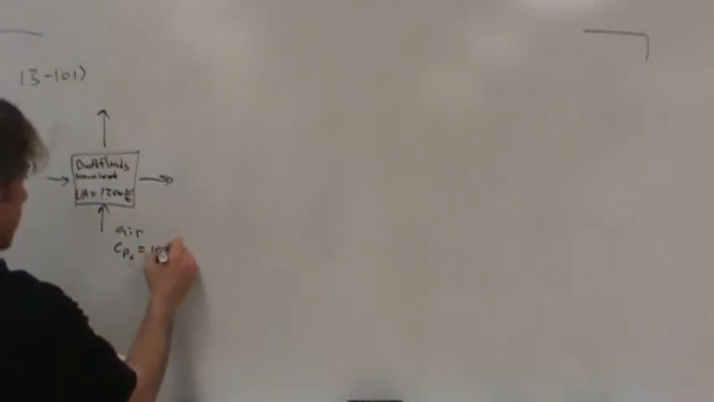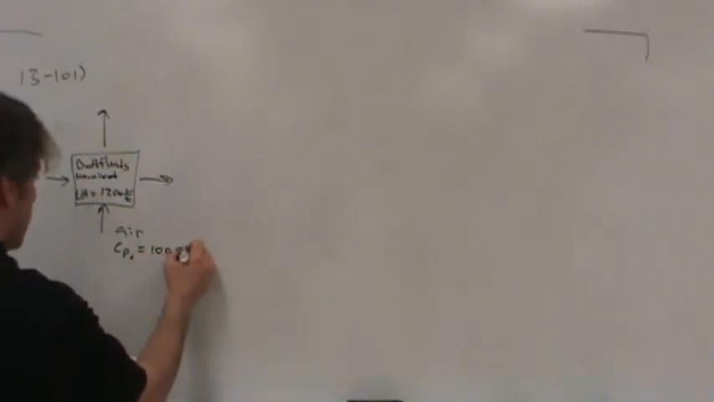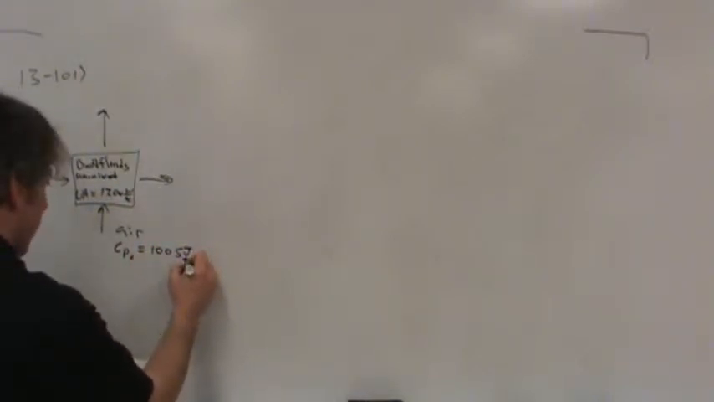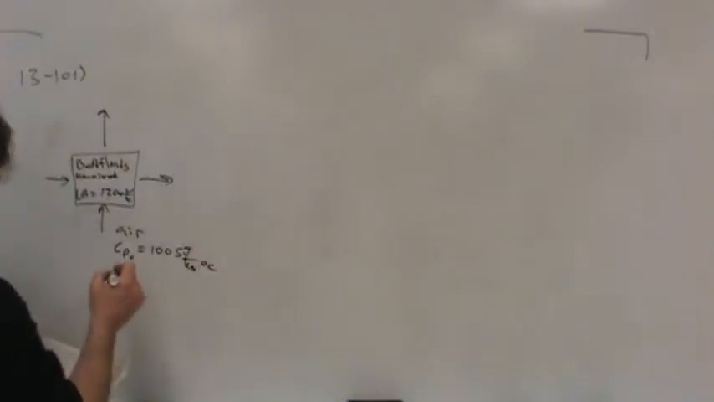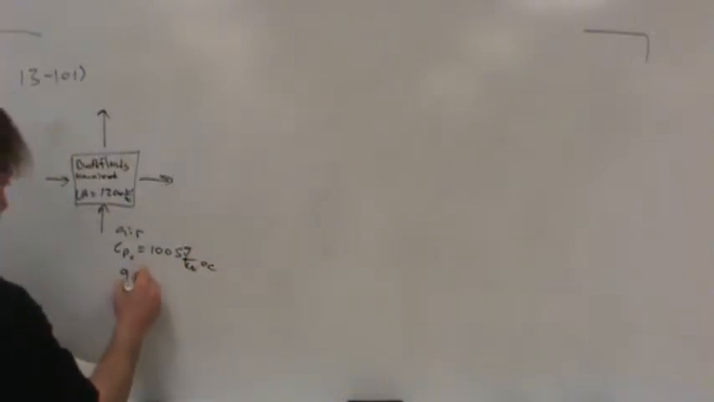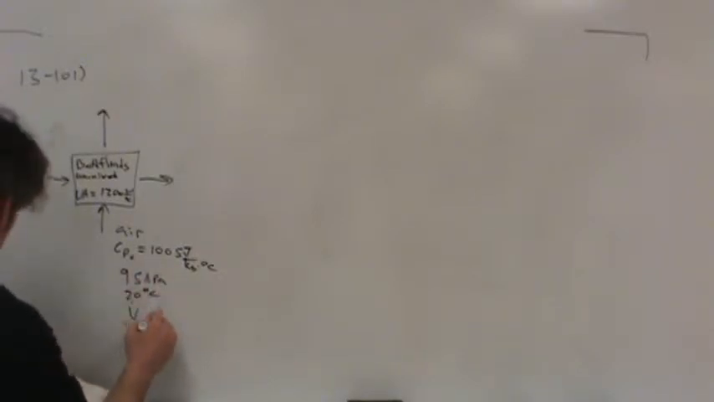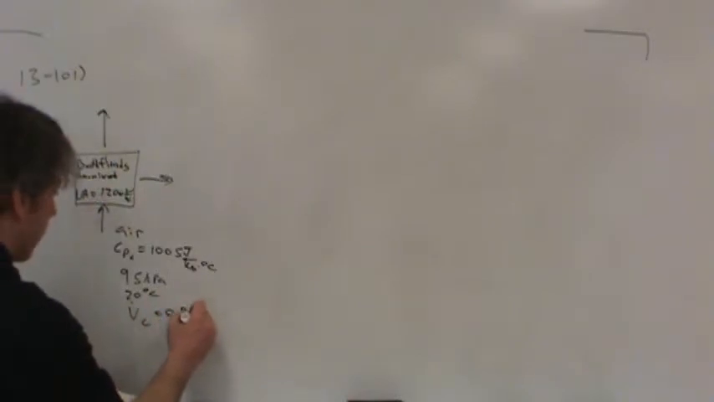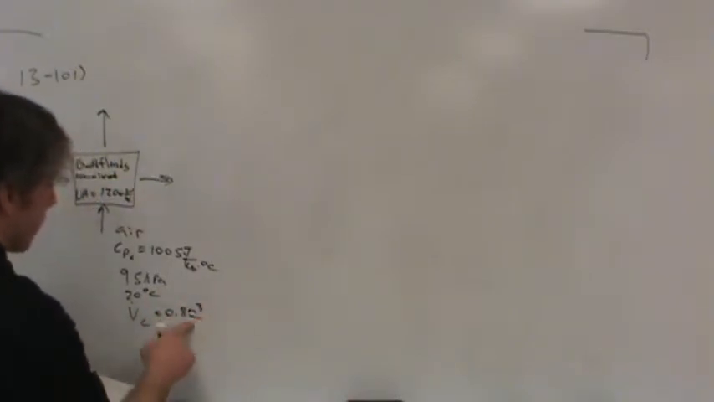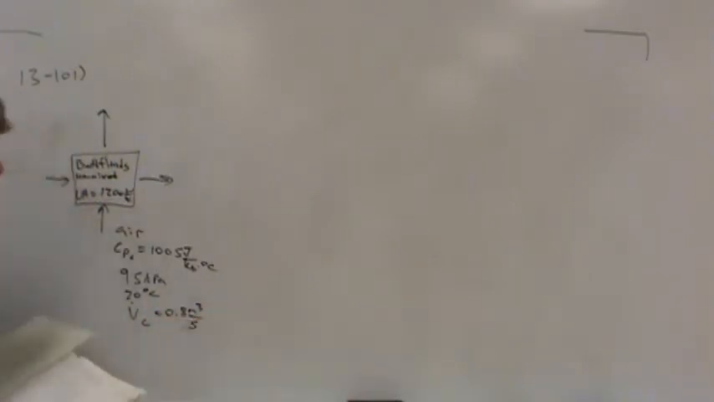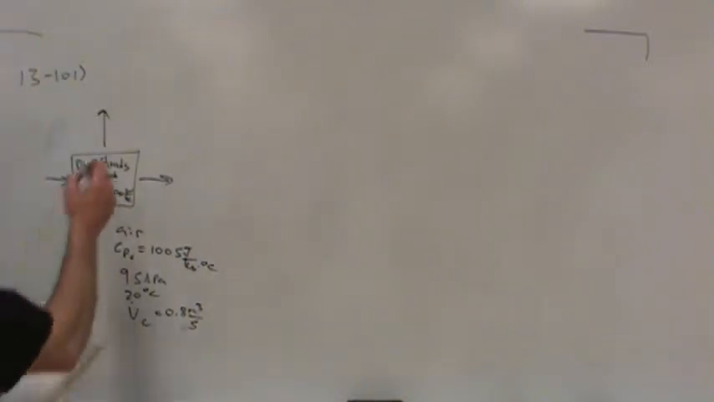capacity is 1,005 joules per kilogram per degree Celsius on the air side. The air comes in at 95 kilopascals at 20 degrees Celsius at a volume flow rate on the cold side of 0.8 cubic meters per second. This is important because normally we like to deal with mass flow rates, but they give us a volume flow rate here. So we'll have to deal with that a little bit later.